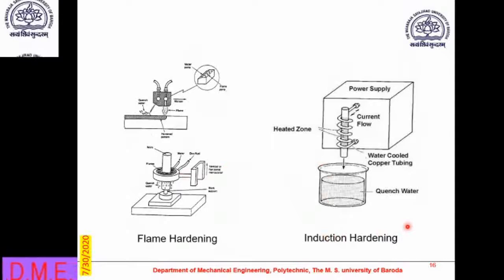Second is induction heating. Induction means an electric power is given. The magnetic field due to this electric power generates heating, and it creates a very high temperature in a localized area, and this heated component part is quickly dropped into the quenching bath. So this is the process and setup that is followed for the induction hardening process.